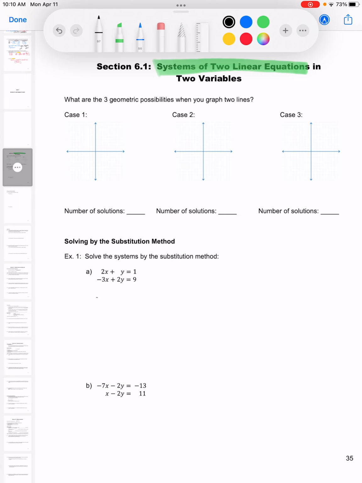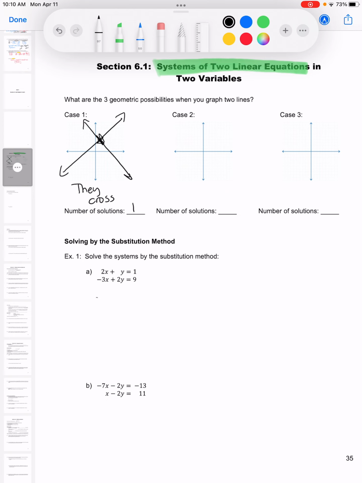So if you have two lines, you basically have three cases. The first case, and I'm just sketching some random lines here, is that your two lines cross at one point. So when they cross like this, we have one solution. That's what we're going to see most often, these cases where we have this one solution.